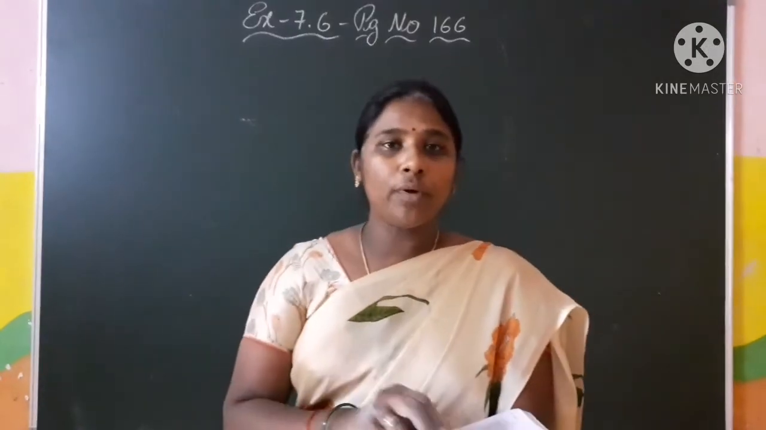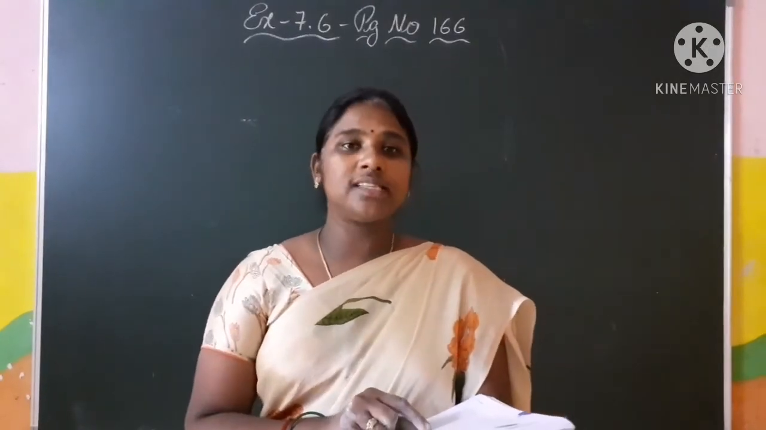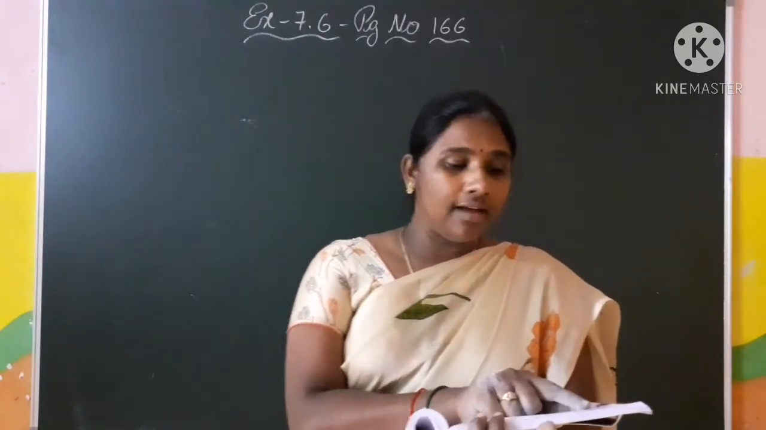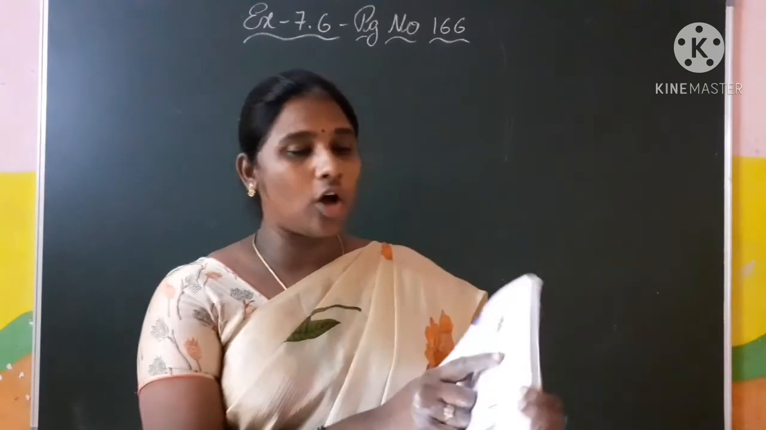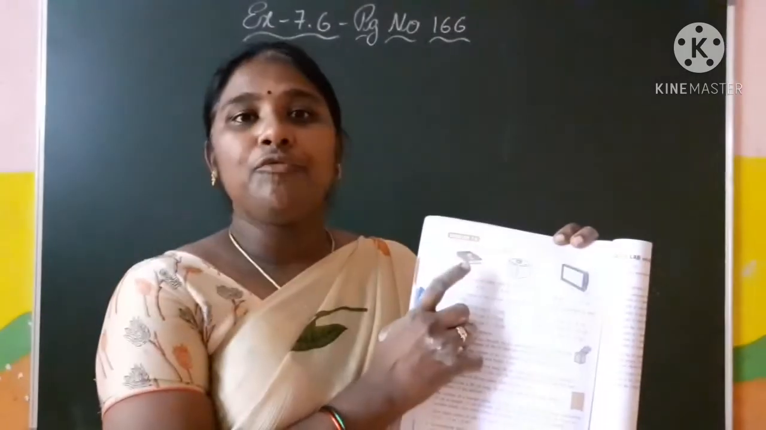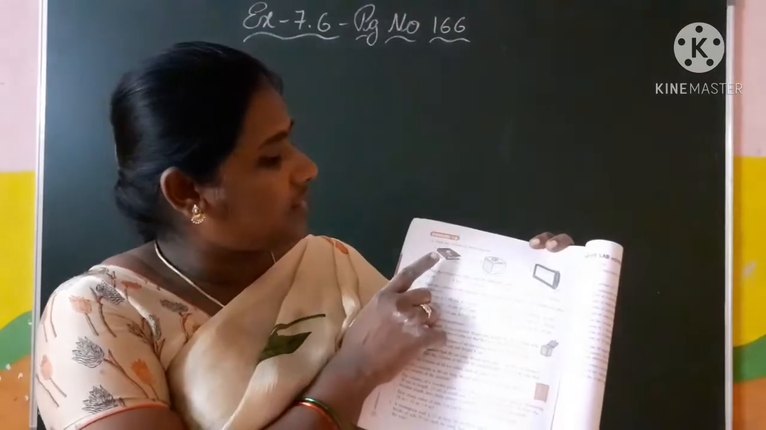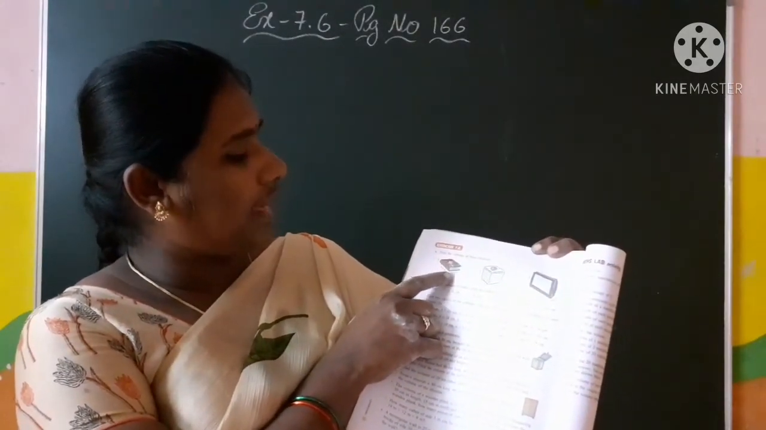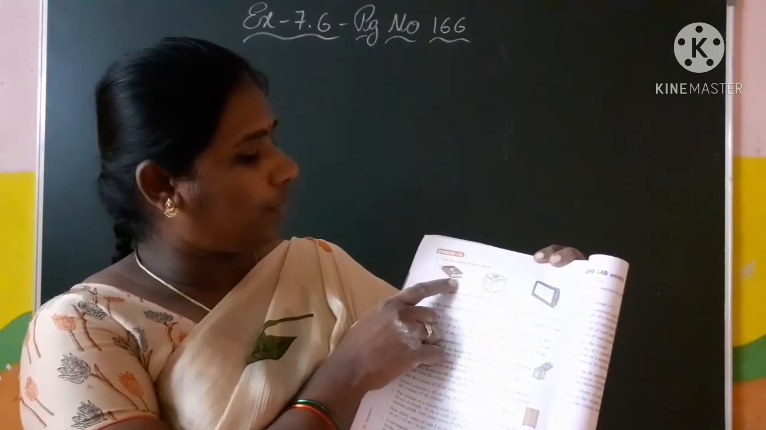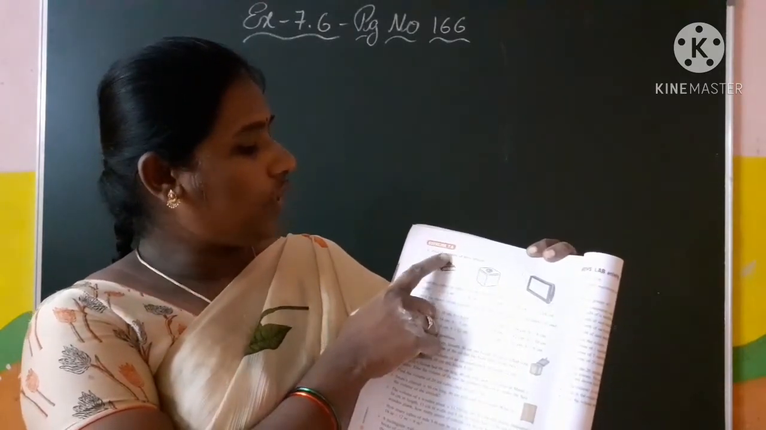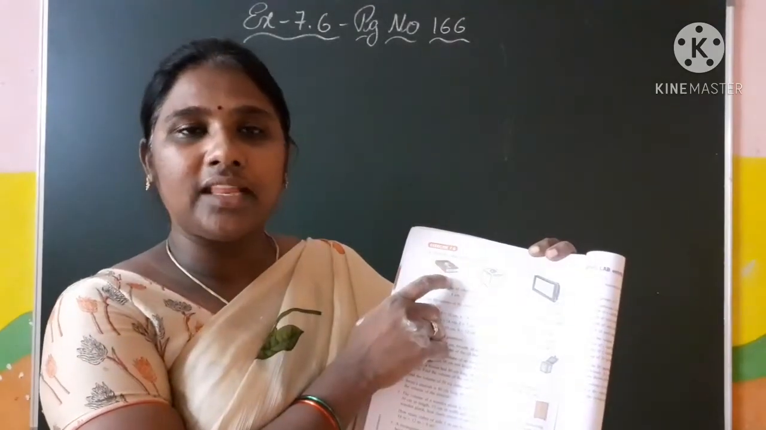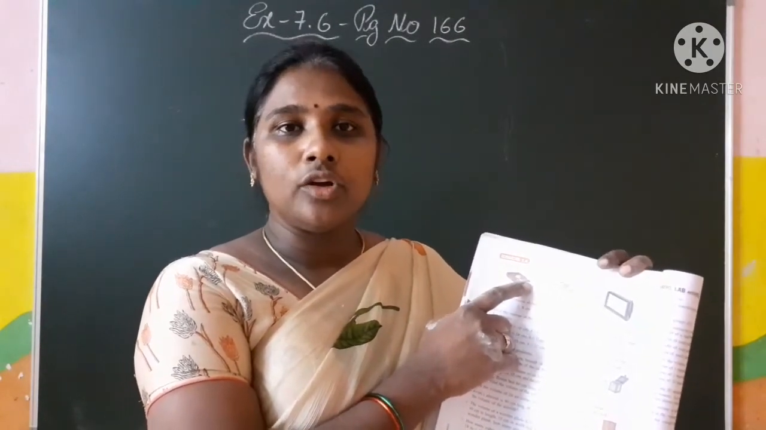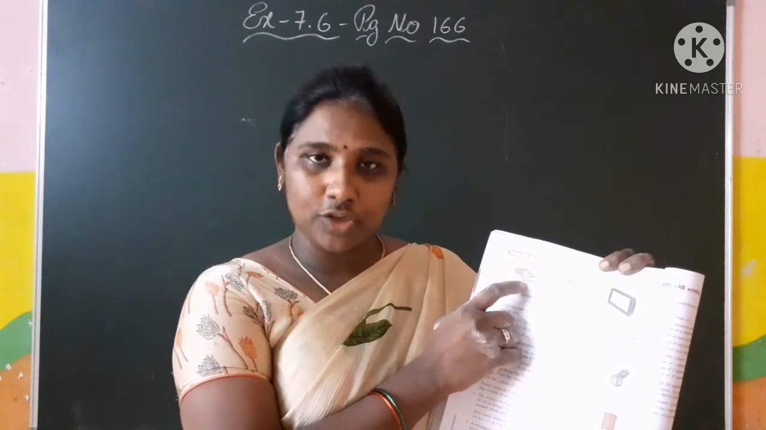Everybody open your textbook, page number 166, exercise 7.6. In the first question, find the volume of these objects. They gave the objects, and we have to find their volume. Length, height and breadth are given, which means the object is in the shape of a cuboid. So we have to find the volume of this cuboid.